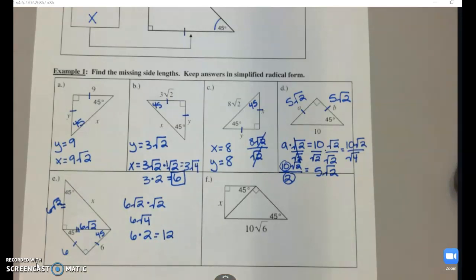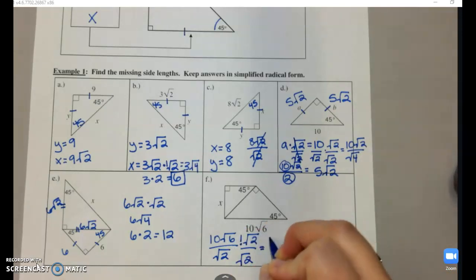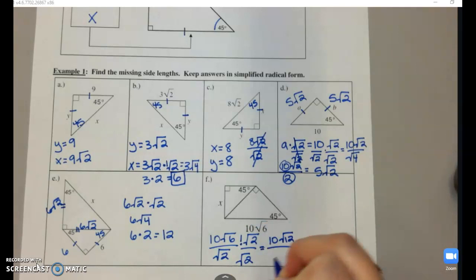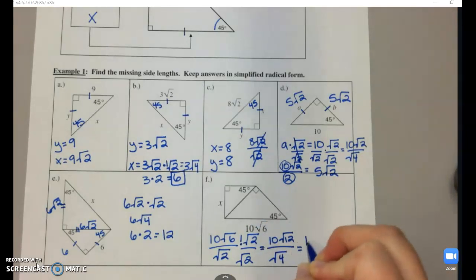And last but not least, for our 45, 45, 90, I want to get to x, so I'm going to start with this one first, and I'm given the hypotenuse. So to find the side, I need to divide by the square root of 2. And so I'm going to need to rationalize my denominator, where what's outside gets multiplied together and what's inside gets multiplied together. The square root of 4 is 2.